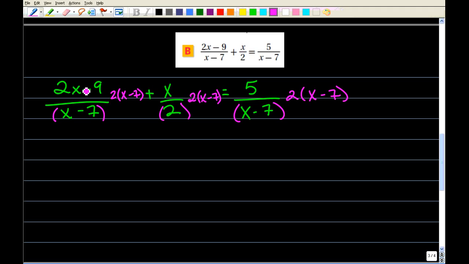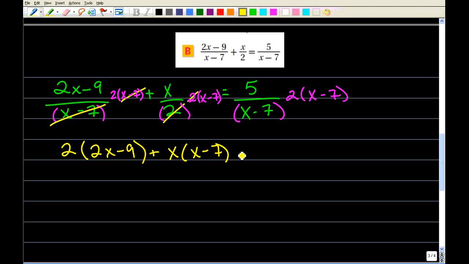So notice this, if I have 2x minus 9 times 2 over x minus 7, then the x minus 7s would cancel, and we'd be left with 2 times 2x minus 9. On the next part, the 2's would cancel, so I'd be left with x times x minus 7 equals, here the x minus 7's would cancel, so I'd be left with 5 times 2.